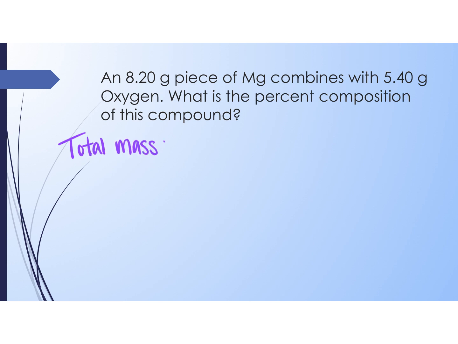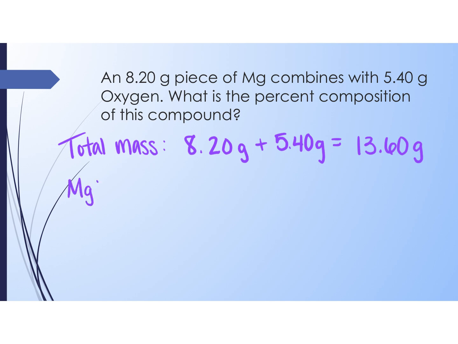All right, so total mass, how much magnesium was used in this compound? Okay, so 8.20 grams for magnesium. How much oxygen was used? Perfect. So then if we just add them up, what's the total? Good. Okay, so our total mass is 13.60 grams. And then now for percent composition, we're going to find it for each element. Okay. It doesn't matter which one you start with. I typically just start with the element that's listed first. Okay. So we're going to start with magnesium.